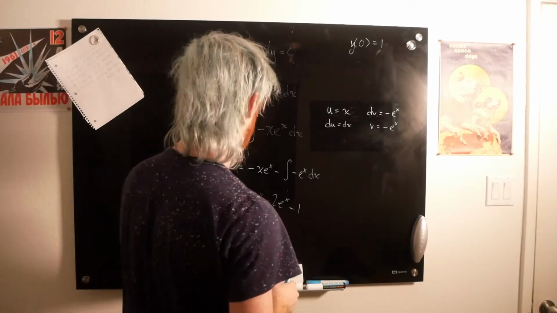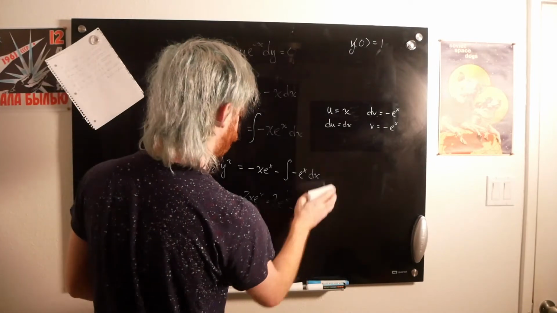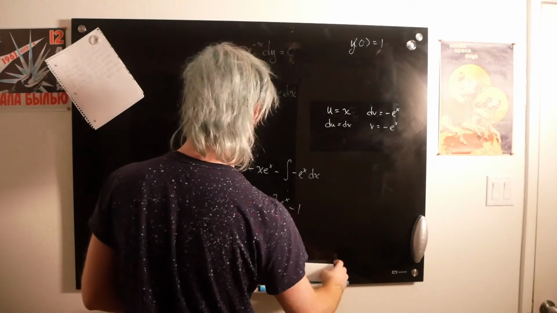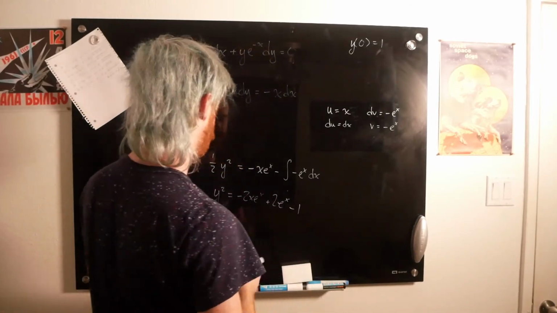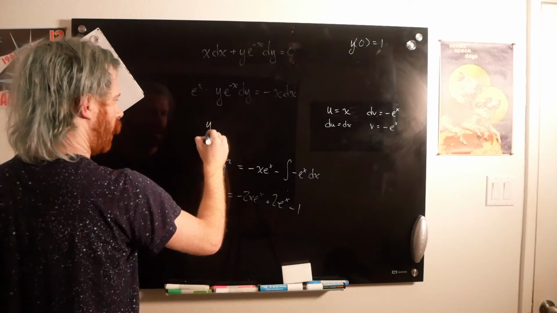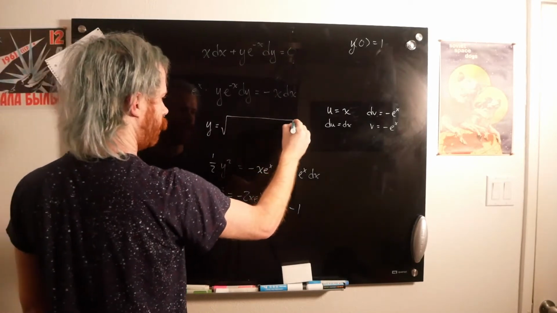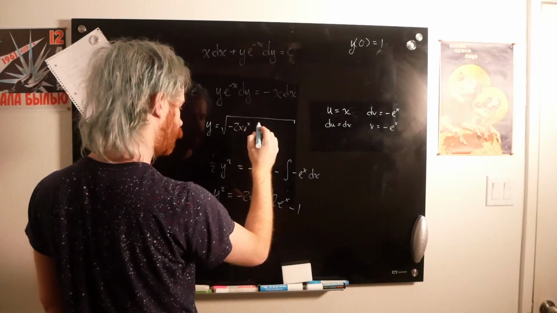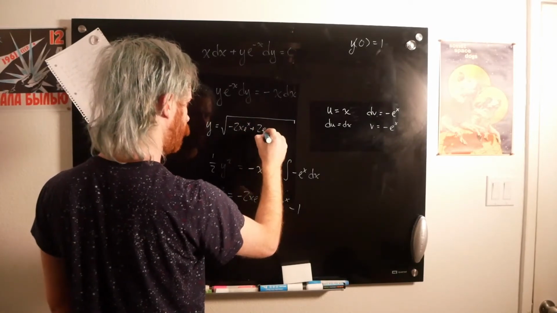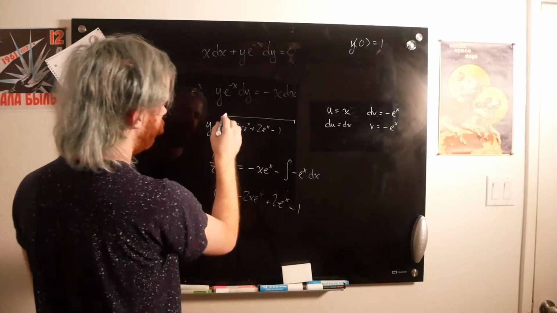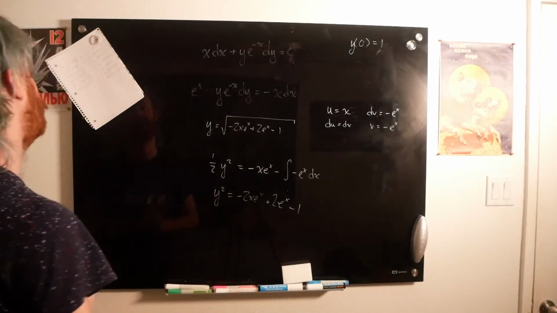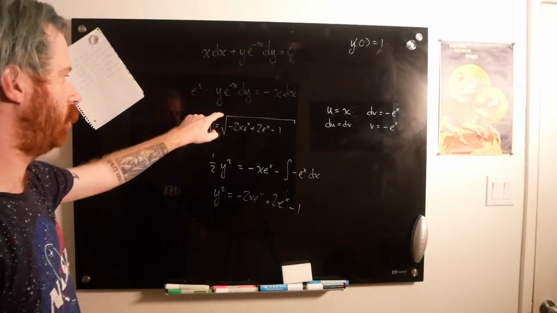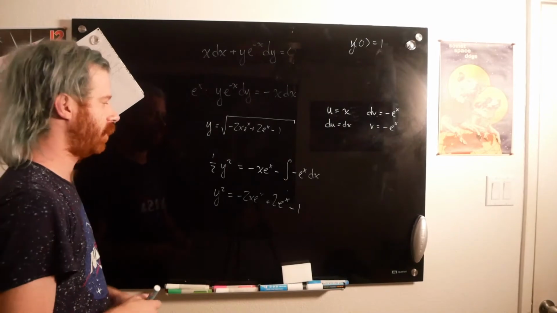All there is really left to do is just take the square root, right? So let's do that, and let's see which square root we're going to have to take based upon our values. So y equals the square root of negative 2x e to the x plus 2 e to the x minus 1. It's not going to be plus or minus because our y value is positive, so it's the positive root.